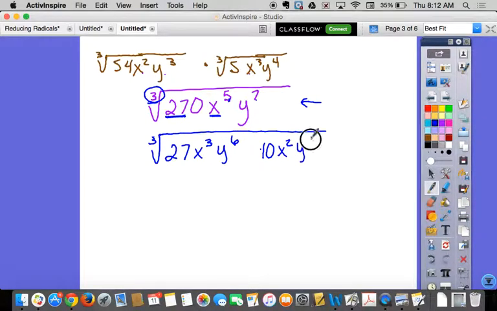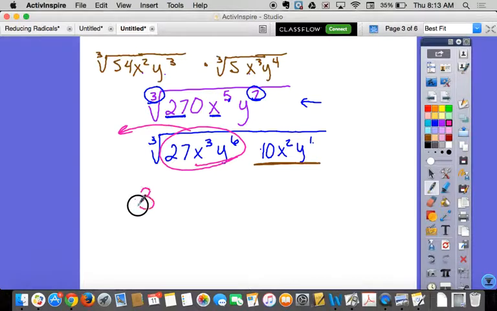That leaves 1 left over because these exponents need to add back up to that. So as we said in the other one, this will be left. It will remain under your radical. This is all headed out. The cube root of 27, that's going to be 3.